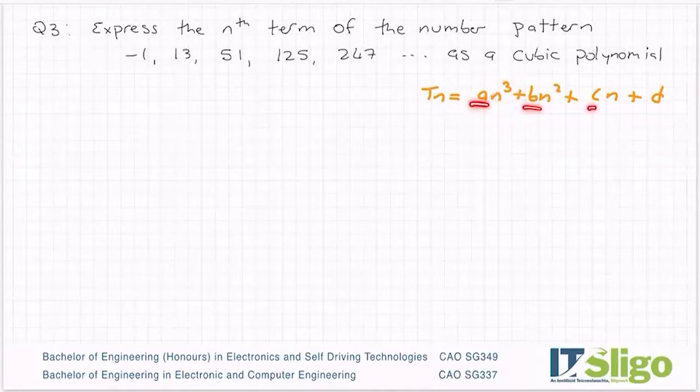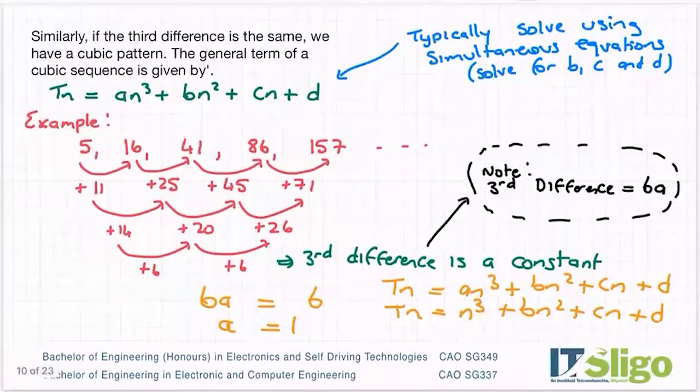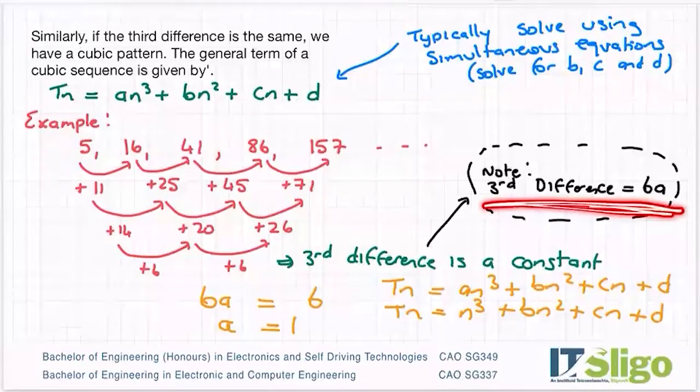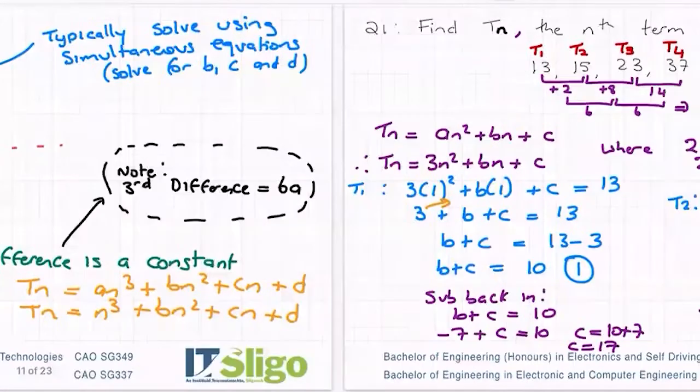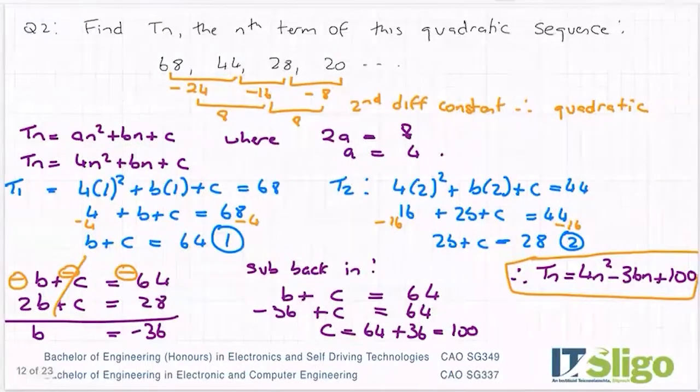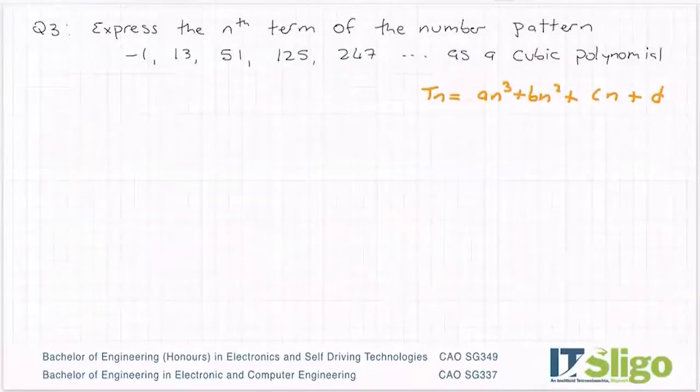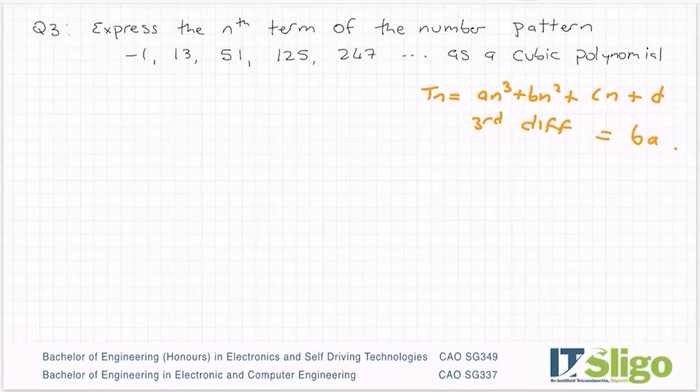And you can see there's four unknowns in this: A, B, C, and D, okay? And the other piece of theory, we went through the theory of the cubic in a previous video. The other thing you need to know is that the third difference is equal to 6A. So we get this term A from knowing that the third difference is equal to 6A. I'll explain what that means in a minute. So let's see if we can find that third difference.